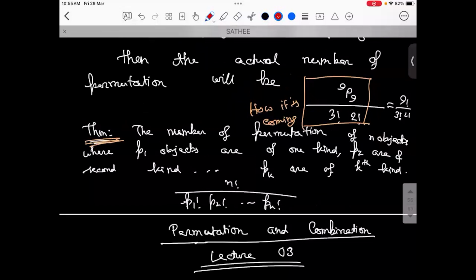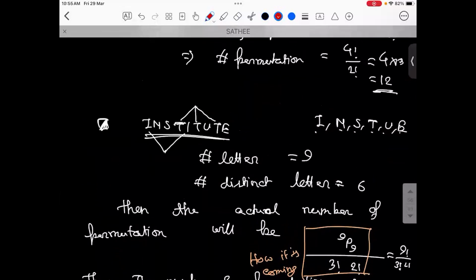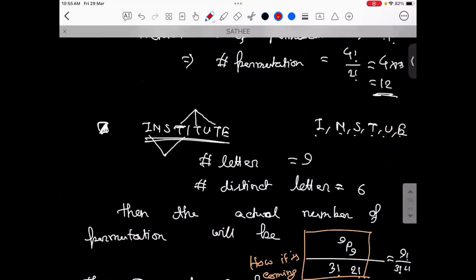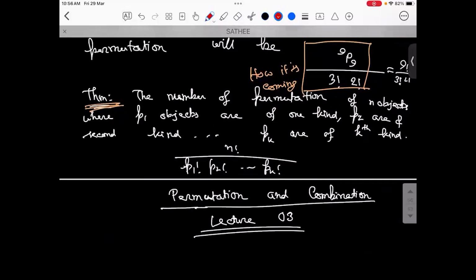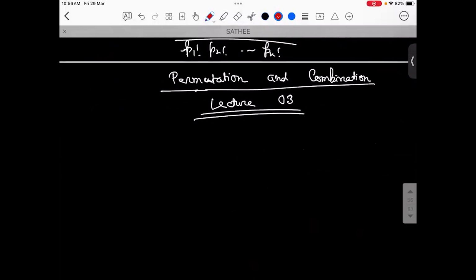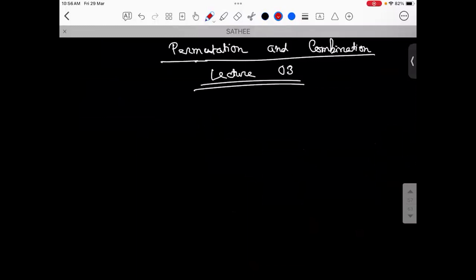Before that we discussed an example for the word INSTITUTE. Here you can see that I was repeating twice and T was repeating 3 times. We discussed how to find the total number of distinct permutations, and I said I would discuss this example in today's class so that you can understand it properly. So let us start today by taking a different example.